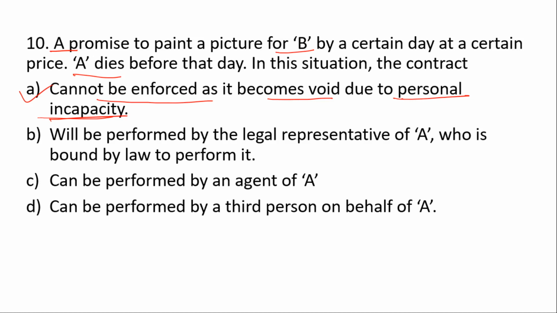To paint a picture is a contract to be performed personally. It cannot be performed by the legal representative of A, who may not be an artist. When A dies the contract comes to an end. So it becomes void due to personal incapacity and therefore the contract cannot be enforced. Okay, so this is for today and thank you.